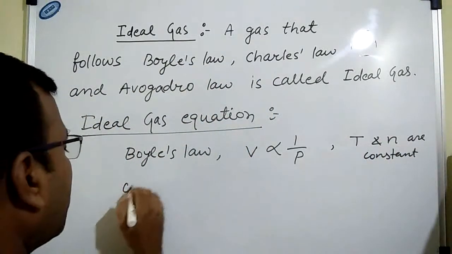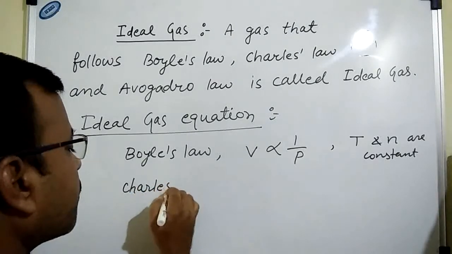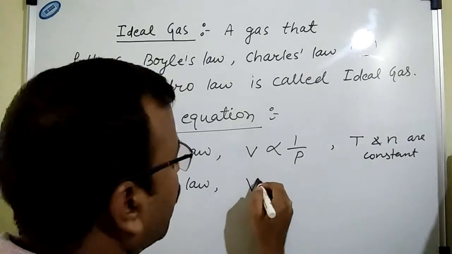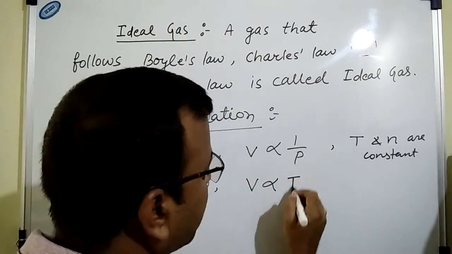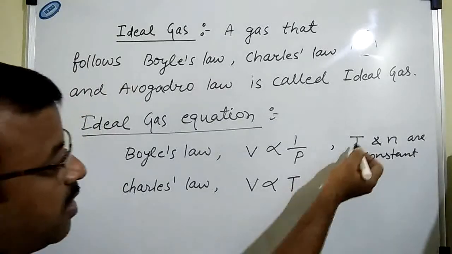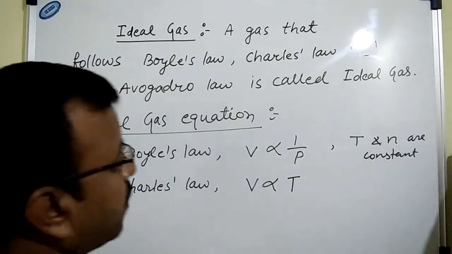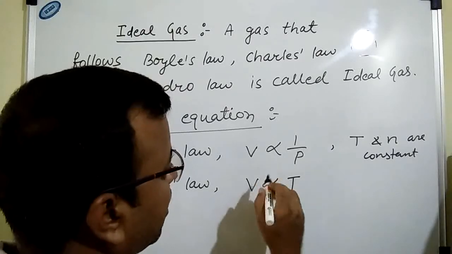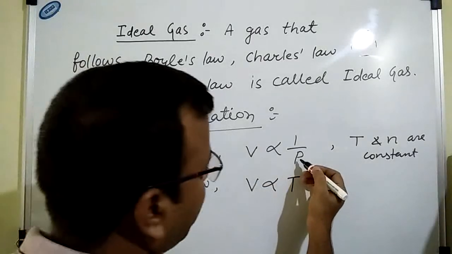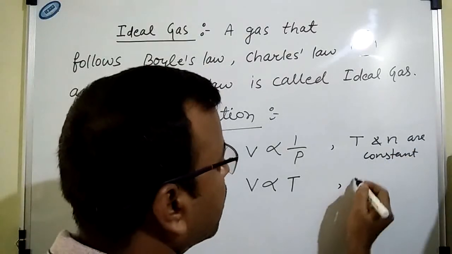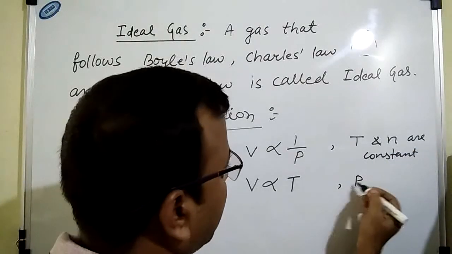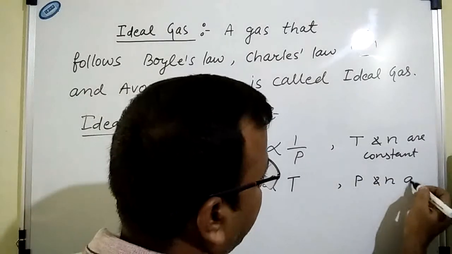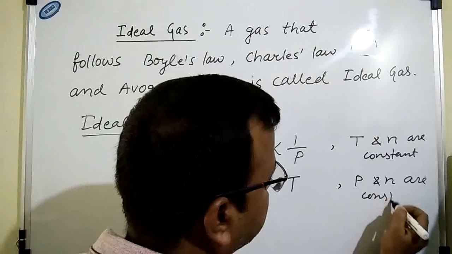Second, Charles's law. The volume of a gas is directly proportional to temperature on the absolute scale. Here capital T indicates the temperature on the absolute scale. So two variables are there, volume and temperature. The other two are kept constant, pressure and number of moles, that is, at constant pressure and a fixed amount of gas.